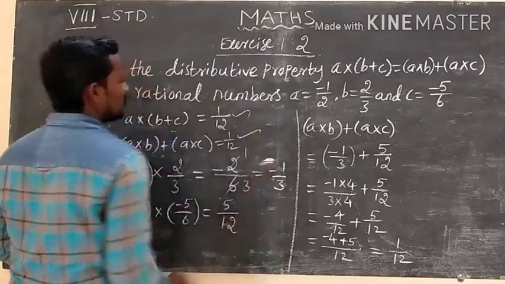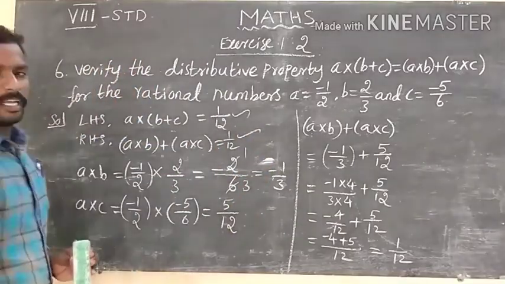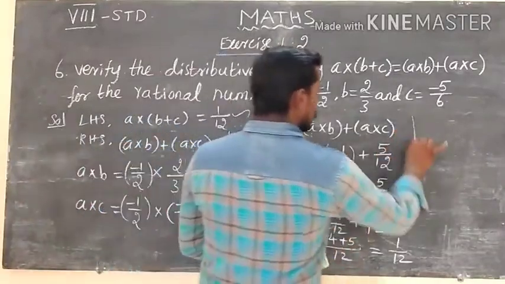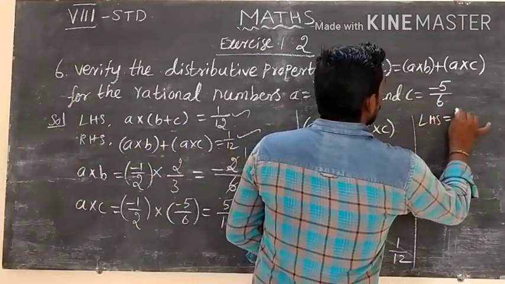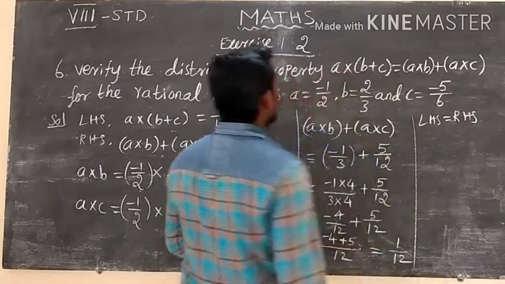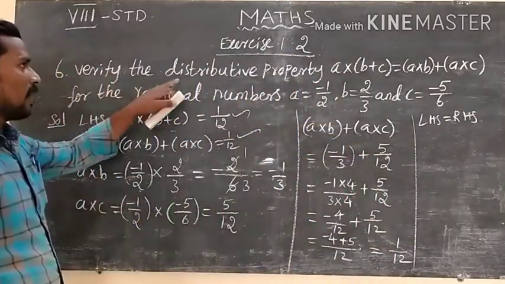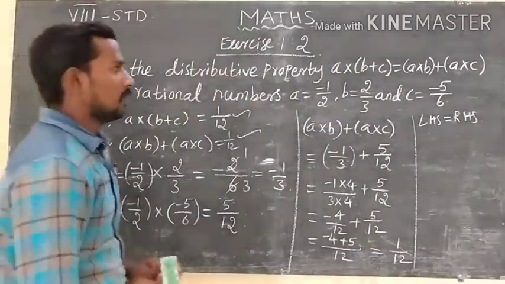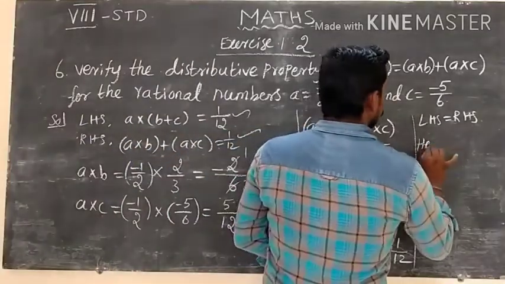So compare LHS and RHS. Both are equal. So LHS and RHS are equal. Therefore, hence verified the distributive property.